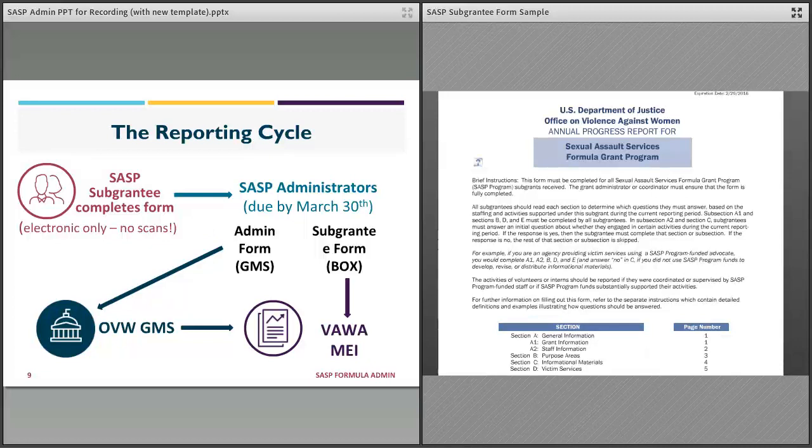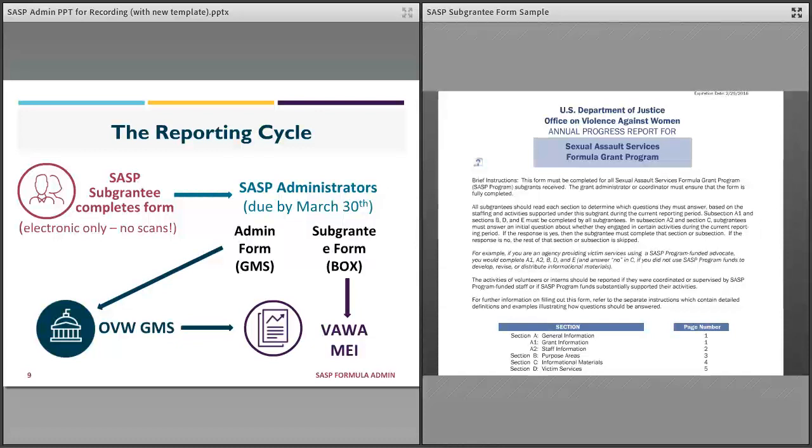There is an overview of the reporting cycle. SASP subgrantees will submit their form to administrators electronically. Please ask your subgrantees to validate their forms. That will save you and us a lot of work later. You are responsible for reviewing the reports they submit before you submit them to VAWA MEI.